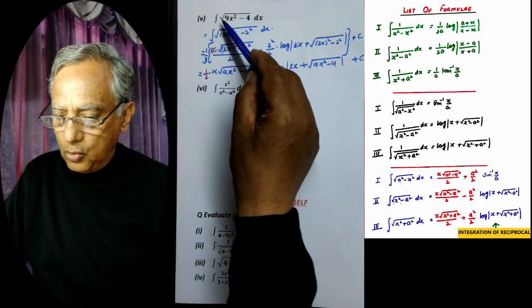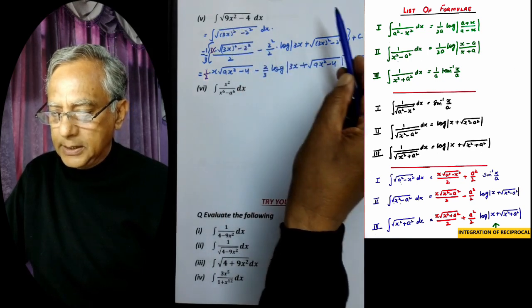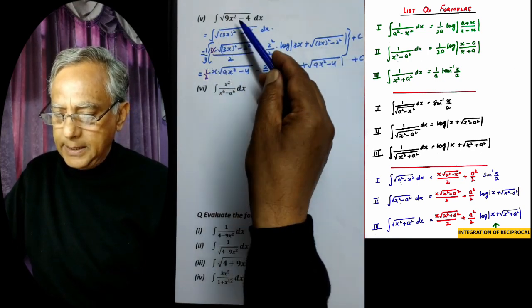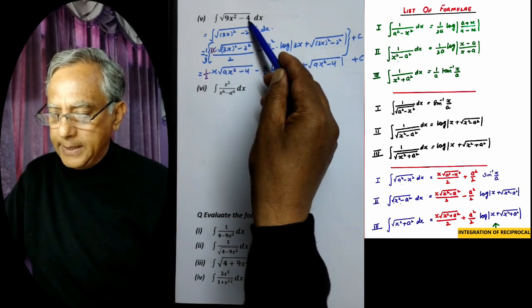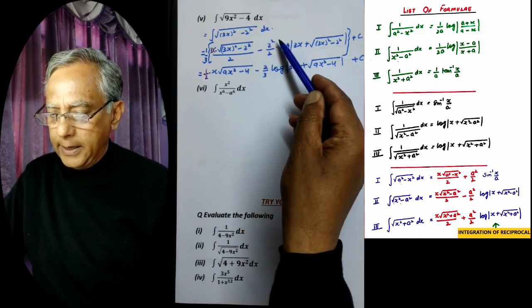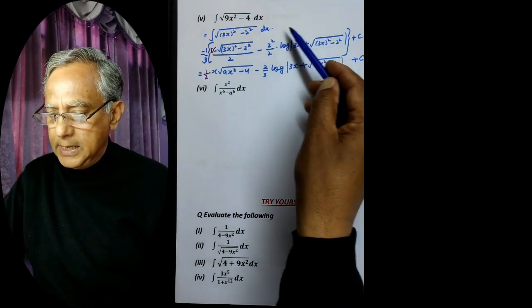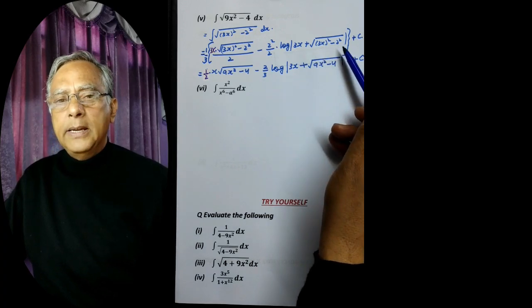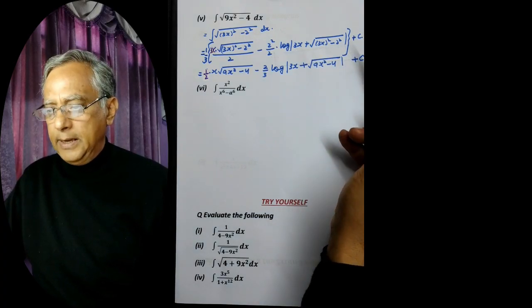Formula for under root x square minus a square, you can see on the chart sheet, is x into this by 2 minus a square by 2, and integration of reciprocal of this is log of x plus under root x square minus a square.